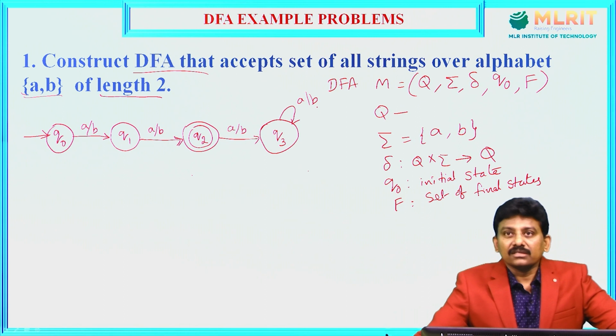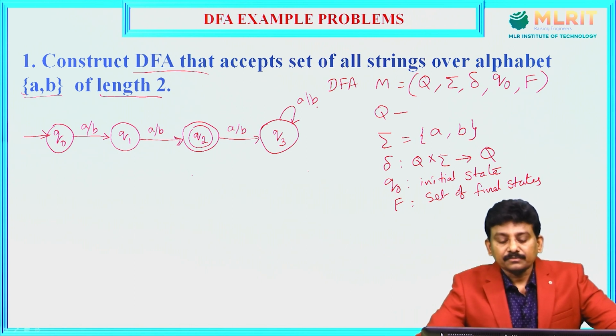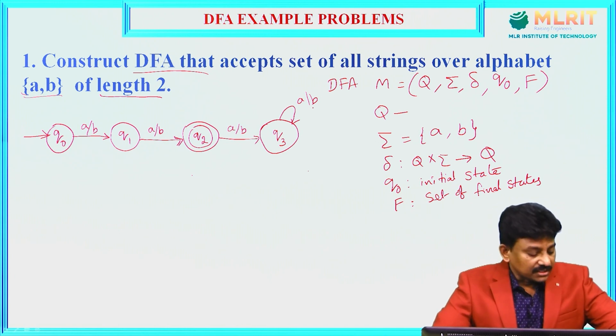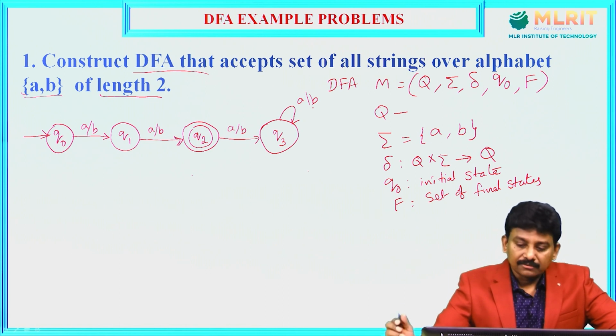You can stay in the same non-final state Q3, because you cannot come back to Q2, because we have already seen the string that is greater than 2. So, like that we can draw the transition diagram or state diagram for this.